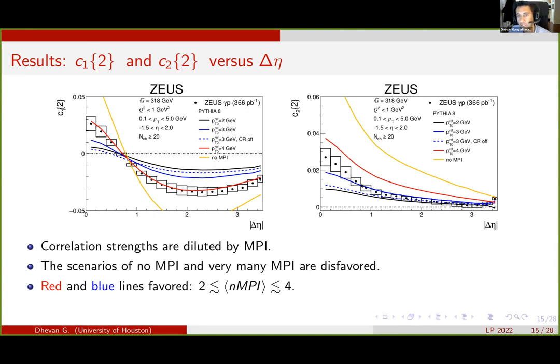So the red line is favored here. However, there's some tension now. It's more like the blue line which is favored here. So Pythia doesn't quite get it all right. But it's clear that the two extreme cases that I show are not favored at all, and the more and more MPI you add, it seems to dilute the correlations in the model, and that's because you have multiple axes of pair correlations that are all superimposed, so it kind of washes out any structure in these correlations.